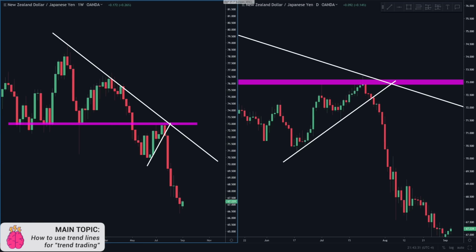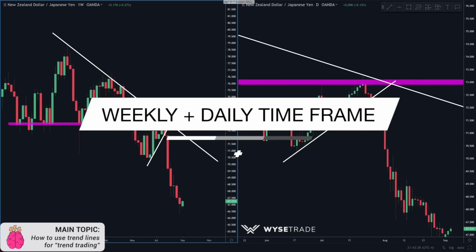Now, in this example, we'll show you another trick you can use if you are a longer-term trader, which is, instead of using the daily time frame and 4-hour time frame, using the weekly in combination with the daily for swing trade entries. So this is the weekly time frame, and this is the daily time frame. Remember that in a previous video, we stated that things you find on the weekly time frame hold more weight. So let's go through the process again.